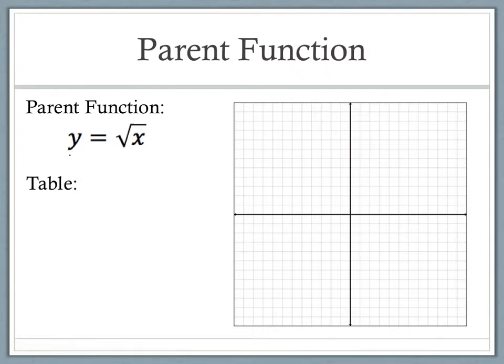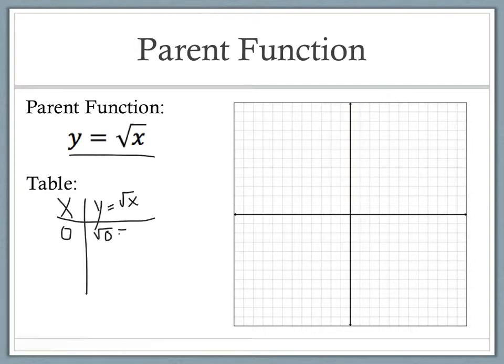That's our parent function. Okay, so when I make my table, I have x and then y. Remember, y is just the square root of x. So I need to be kind of deliberate about what values I pick for my x values. So I need to pick perfect squares because it is the square root. So I'm going to pick 0 because then the square root of 0 is just 0. Okay. Now, another perfect square is 1 because the square root of 1 is 1.